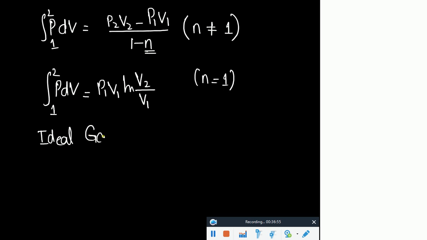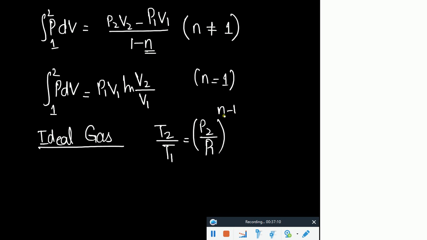Now for ideal gases there are a few other relationships. T2 over T1 equals P2 over P1 raised to power n minus 1 over n. Just write down V in terms of T and you would find that out. Or you can have V1 over V2 raised to power n minus 1. The derivation is very simple. Just plug in the value of V from the ideal gas relationship to get this relationship, or plug in the value of P from the ideal gas equation to find out this one.